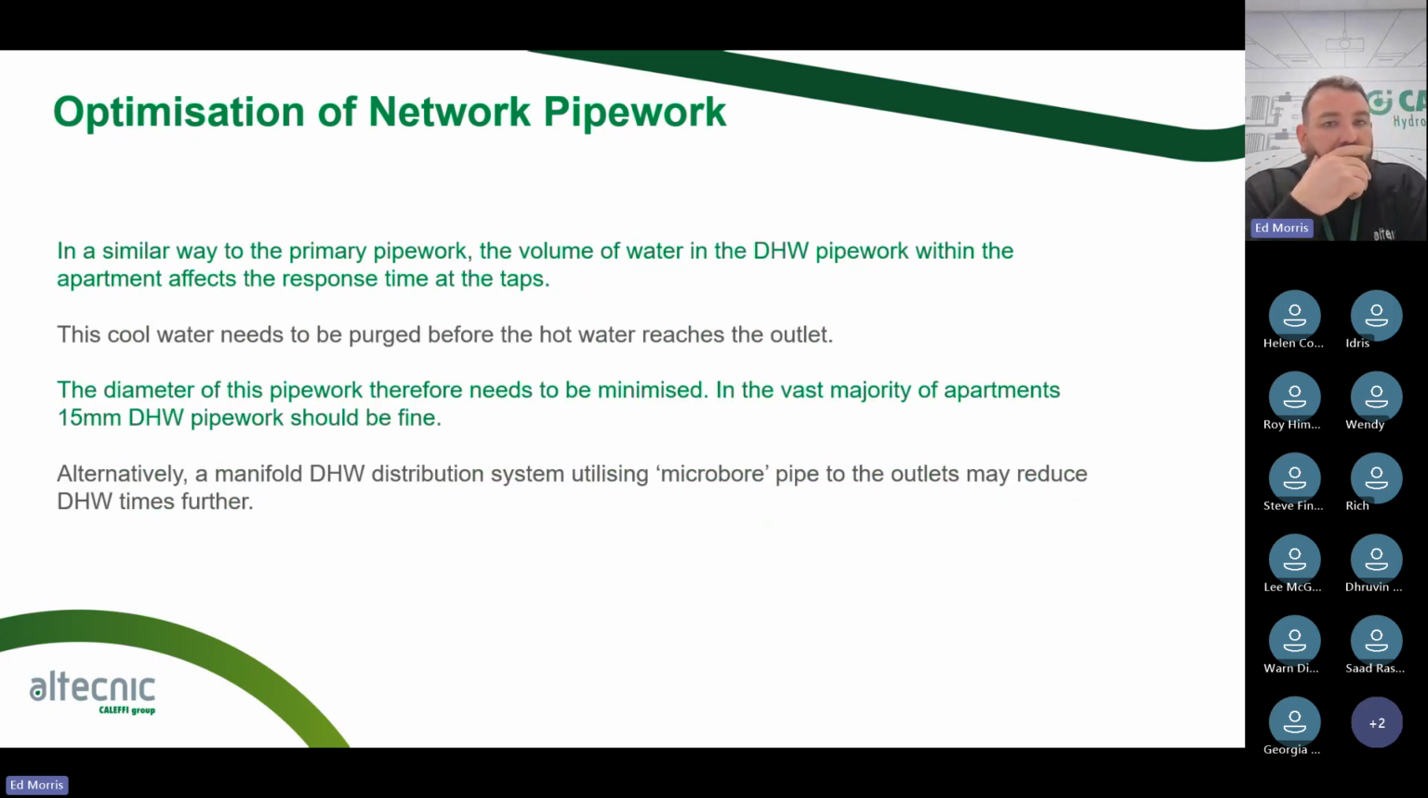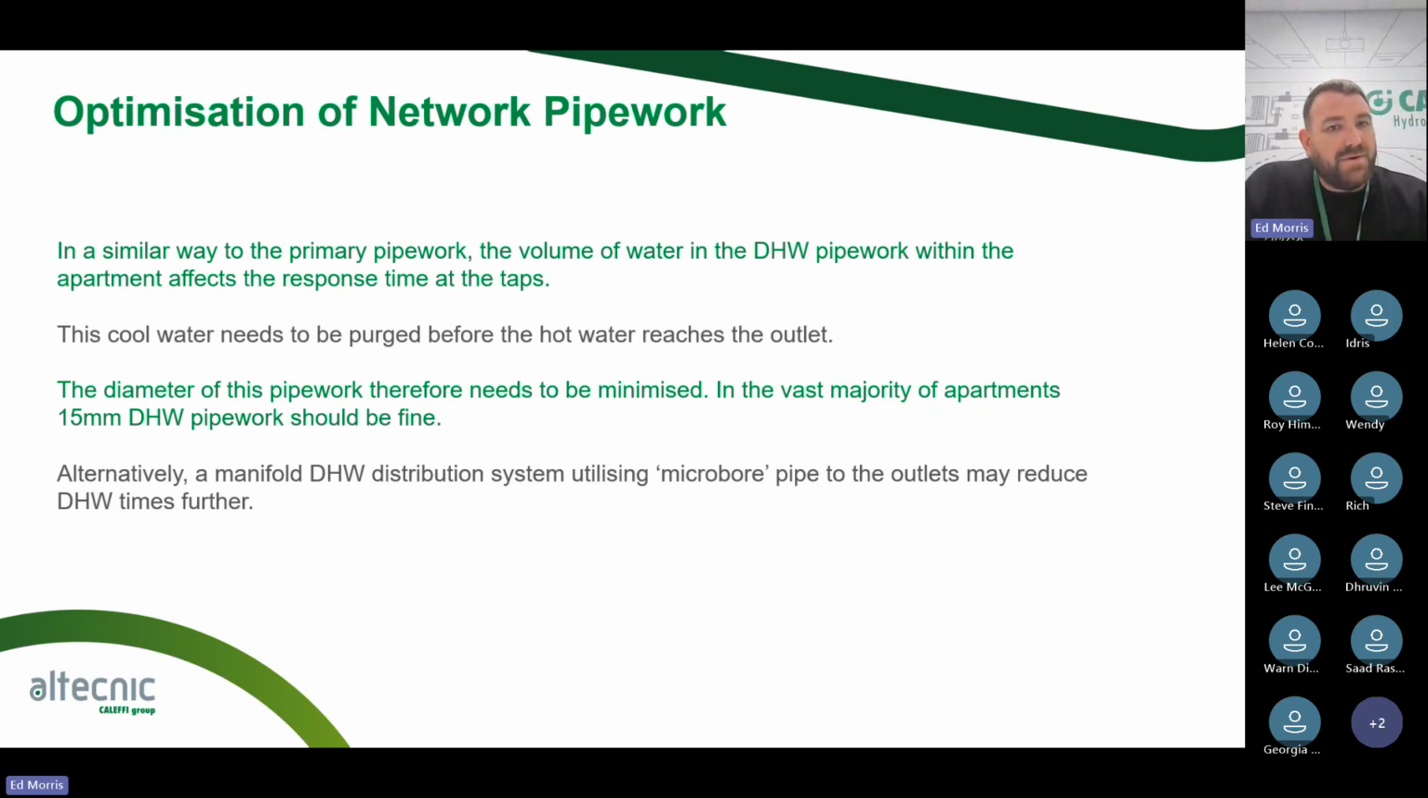And in a similar way to the primary pipework, the volume of water in the domestic hot water pipework within the apartment affects the response time of the taps. The cool water will need to be purged before the hot water reaches the outlet. So the more run of pipework we've got away from a heat source, the more time it's going to take to purge through to get hot water to the outlet. So you have to be really conscious of how we design the apartments.